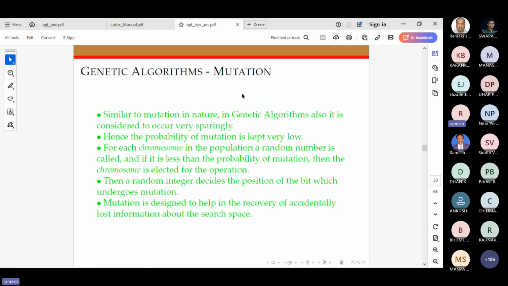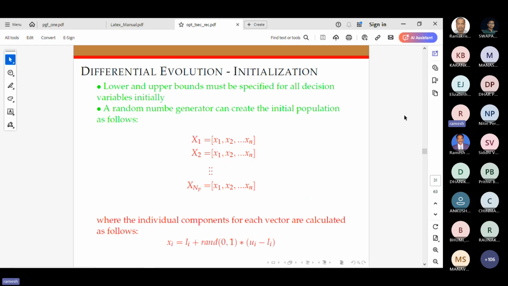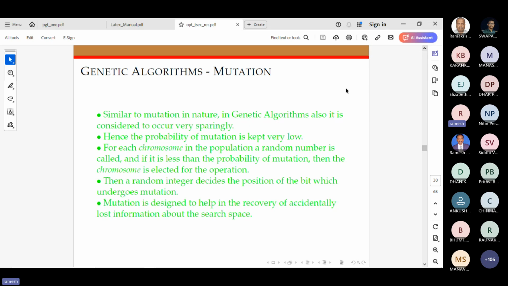So here also, once you have done this crossover for all the 10 members of your initial population, you will have 10 members of the new population. But then you will go to each of these 10 members and call for a random number. If that random number happens to be less than or equal to what is known as the probability of mutation, then you will say that, okay, this particular number will go through mutation. And then you will call for another random number, which is going to be an integer number.